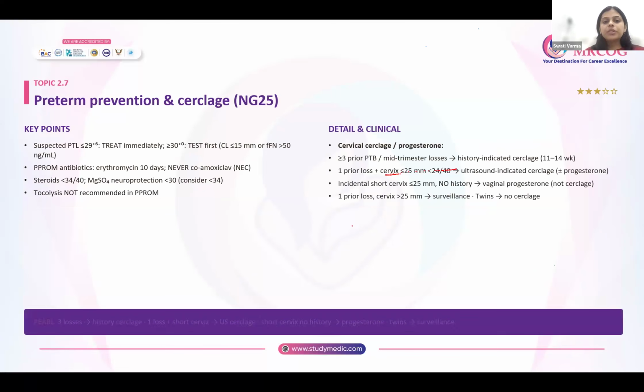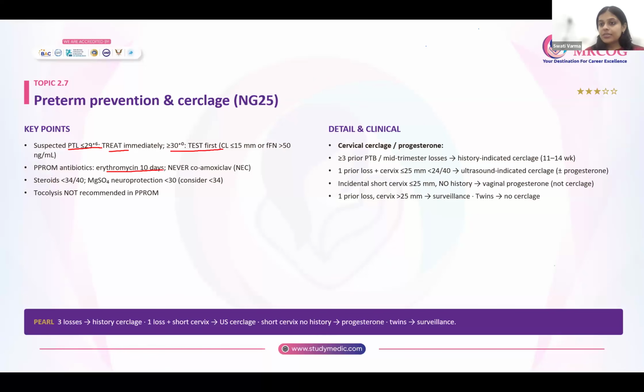Now coming to preterm prevention and cerclage. Most of the things we have already gone through. Wherever there is suspected preterm labor and she is less than 30 weeks, treat immediately. More than 30 weeks, test first. If cervical length is less than or equal to 15 mm or fetal fibronectin is more than 50 nanogram per ml, then only treat. What antibiotics are to be given in PPROM?